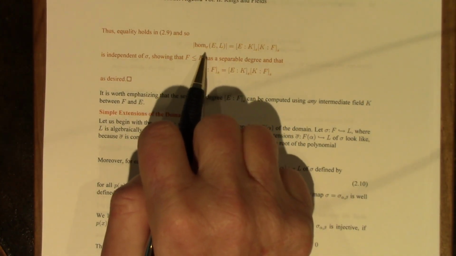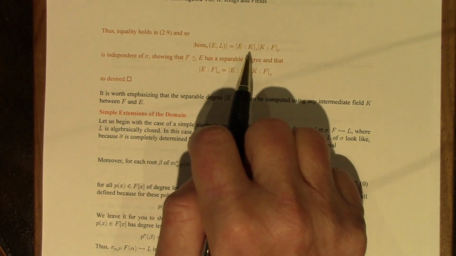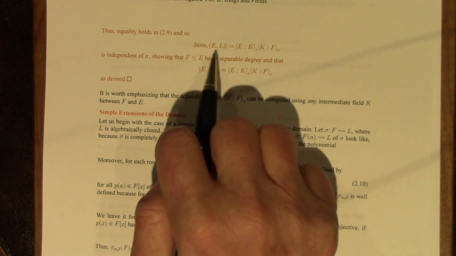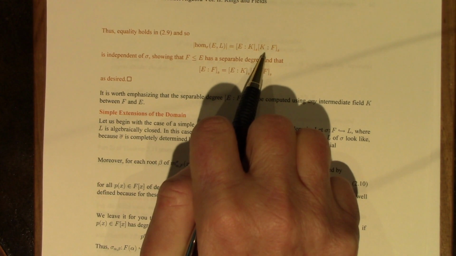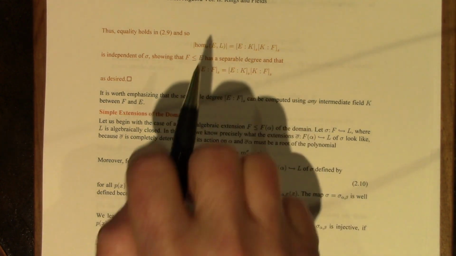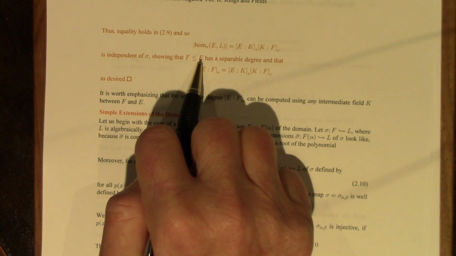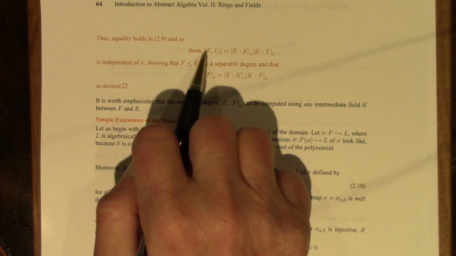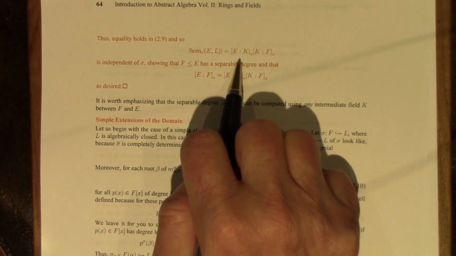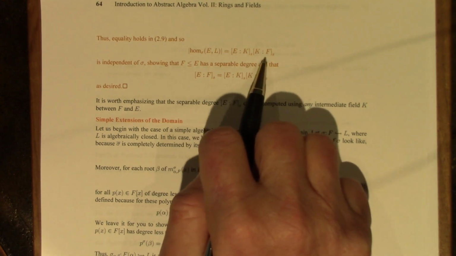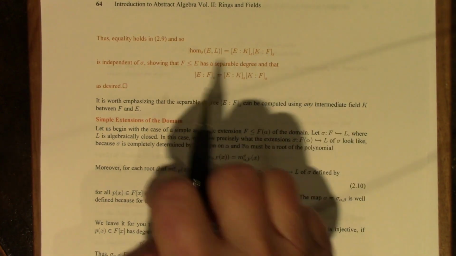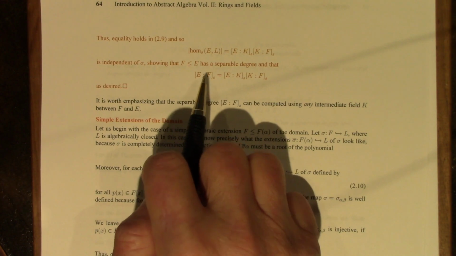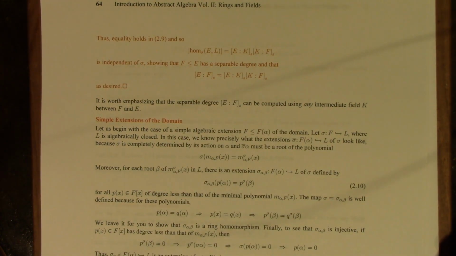And so the cardinality of this set, which is the cardinality of S, is the product of these two. And this is independent of sigma. And that shows that the extension F to E has a separable degree. The reason it does, the definition of that, is that this thing is independent of sigma. And since it's equal to this product here, there's no dependence on sigma on the right side. And so we can say that this is now equal to this separable degree, and we have our final result.